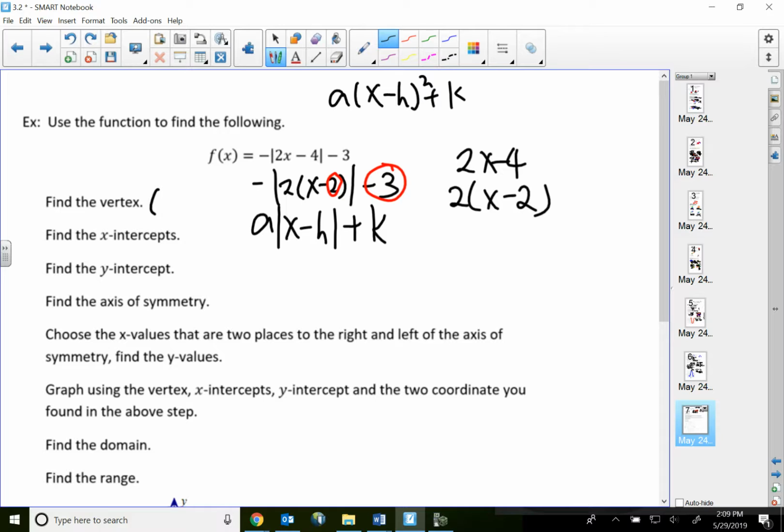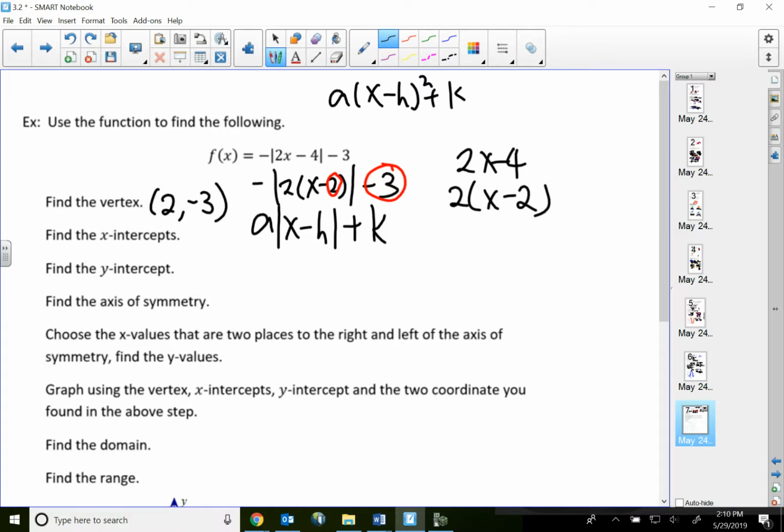Okay, so my vertex is going to be 2 comma negative 3. All right, so a lot of times when students find the vertex here, I will be looking for the work like this, to know that you can look at the equation and know the vertex is 2 and negative 3, rather than graphing it on the graphing calculator.